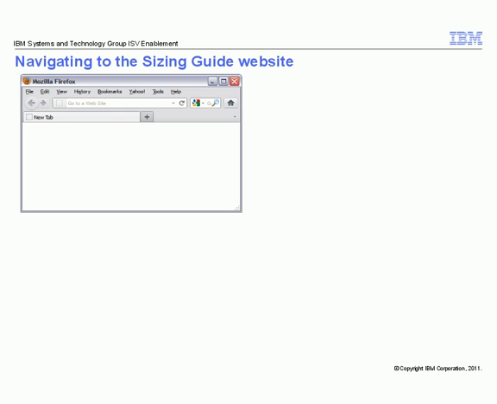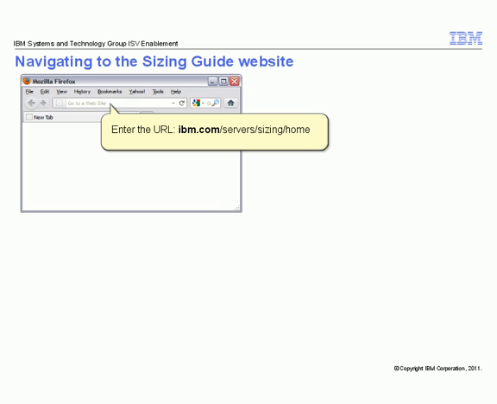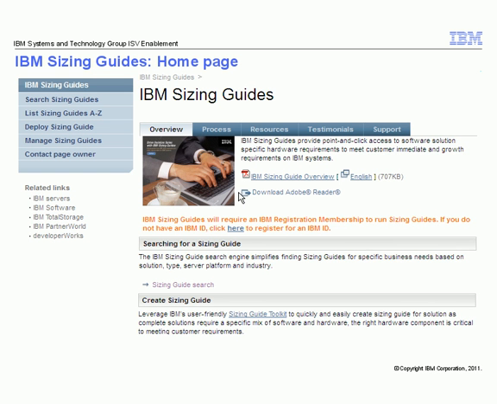Alternatively, enter the URL ibm.com/servers/sizing/home on your browser to display the IBM Sizing Guide home page. In the left pane of the Sizing Guide home page, you can find options to search for a sizing guide of your choice, view an alphabetical listing of all sizing guides, deploy your own customized sizing guide solution, and manage the deployed sizing guide. Similarly, there are also tabs that provide more information on sizing guides.